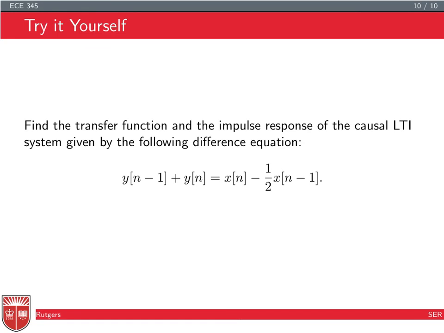So you're going to have to do partial fraction expansion and then invert each part of the fraction. And this brings me to the last slide in this series of lectures. And my goodbye gift to you is the following exercise, which is to find the transfer function and the impulse response. So I need both of these things of the causal LTI system given by the following difference equation.